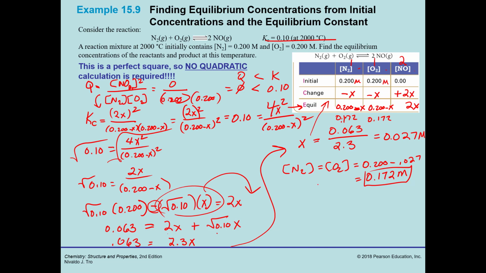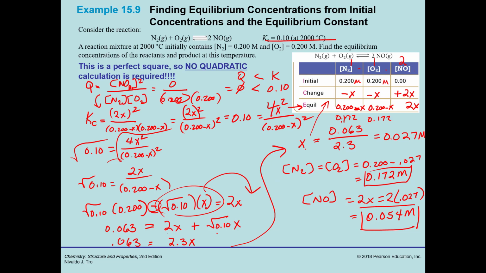And then to get the concentration of NO, that is 2x. So that's 2 times 0.027, which is 0.054 molar, the concentration of the NO. So that's not too bad, because since it's a perfect square, I can take the square root of both sides. As long as you can do the math and don't mess up. There are always lots of places to mess up in math.